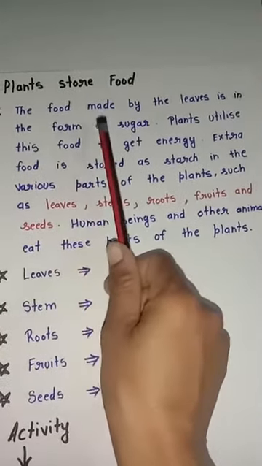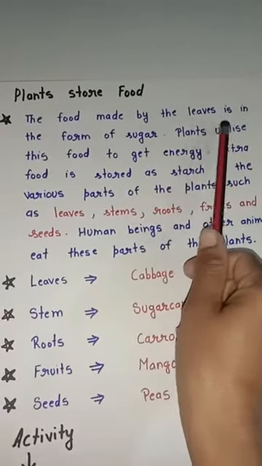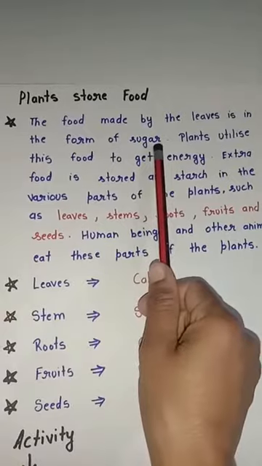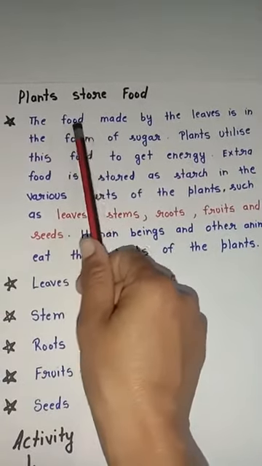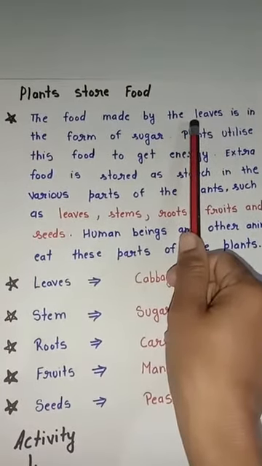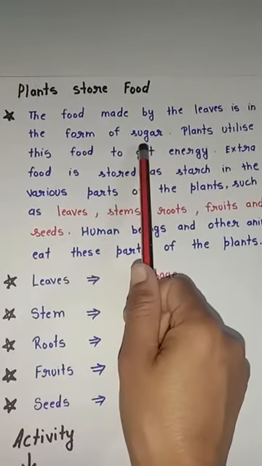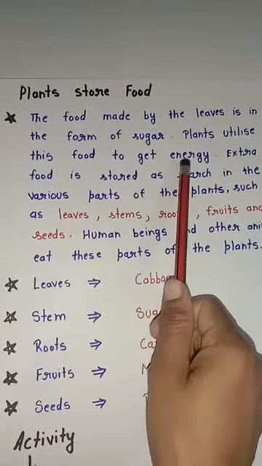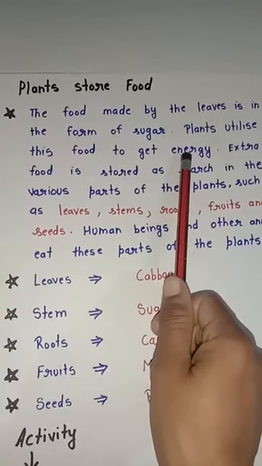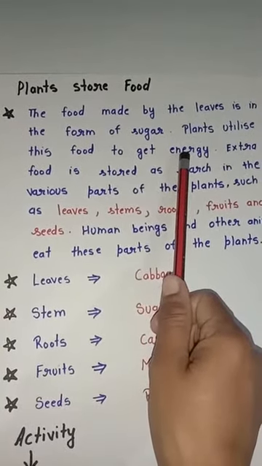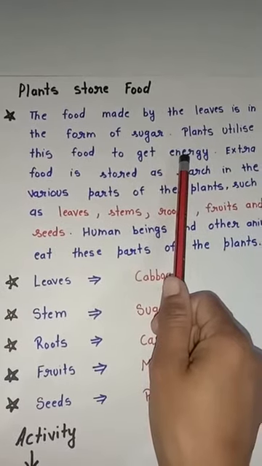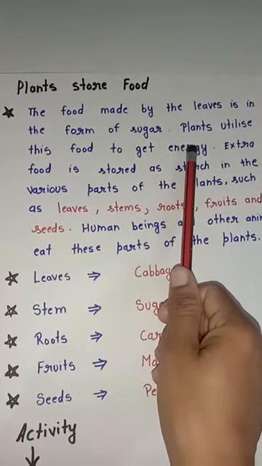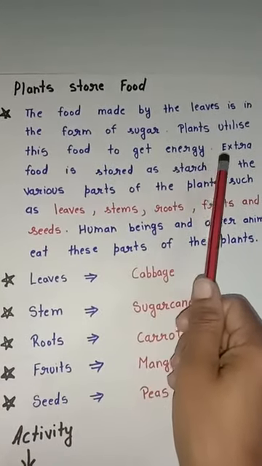The food made by the leaves is in the form of sugar. The food which is made by the leaves, that is present in the form of sugar. Plants utilize this food to get energy. Students, we are human beings. Yes, we also need food. And we need food to get energy. Same plants do this thing. Plants utilize this food to get energy.